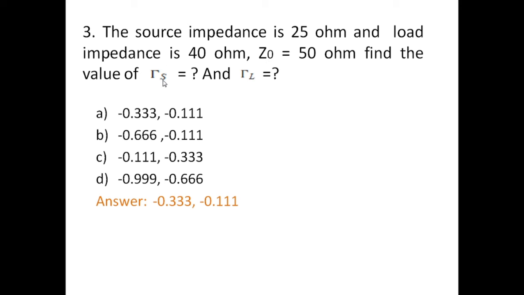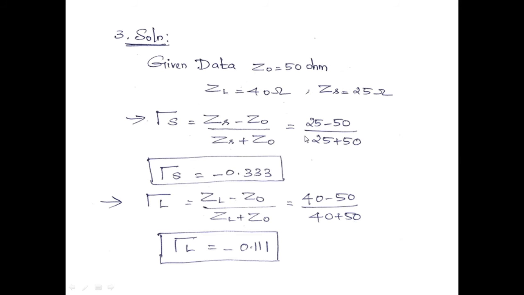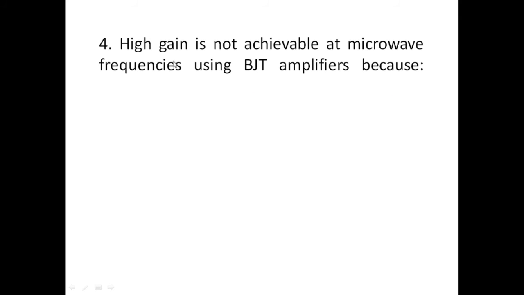I already discussed the formula for gamma S, which is equal to Zs minus Z0 divided by Zs plus Z0. Similarly, gamma L equals ZL minus Z0 divided by ZL plus Z0. When you substitute the values, with Zs equal to 25 and characteristic impedance Z0 equal to 50, I get gamma S equal to minus 0.333 and gamma L equal to minus 0.11. This is the answer.